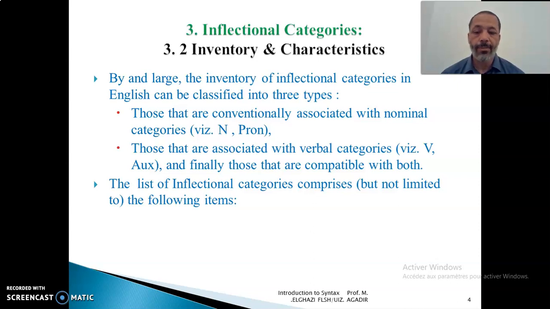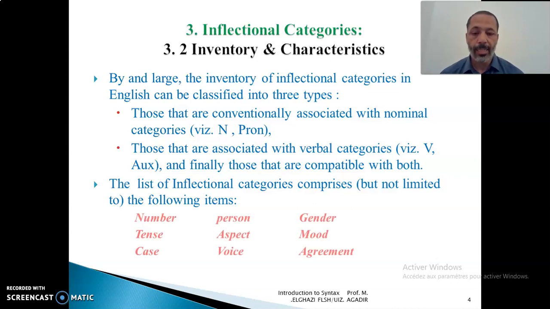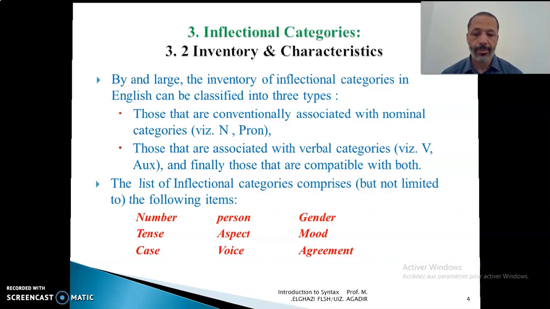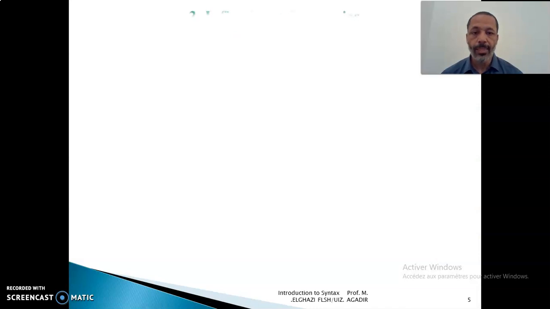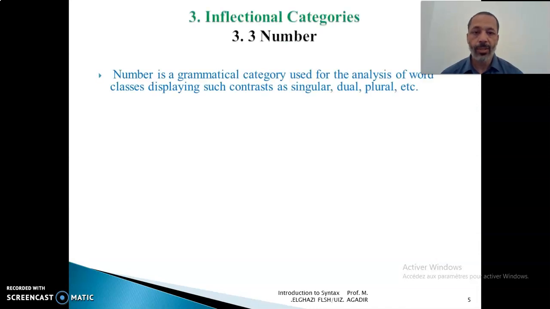The list of inflectional categories comprises, but is not necessarily limited to, the following items. We have number, person, gender, tense, aspect, mood, case, voice, agreement. Now we will start explaining each one of these.